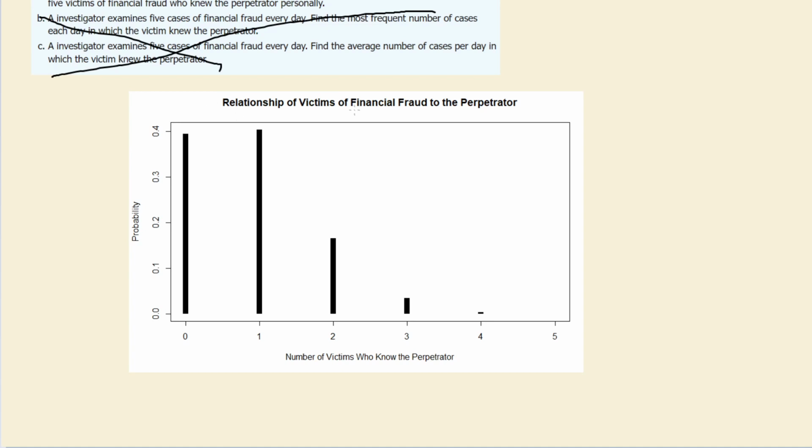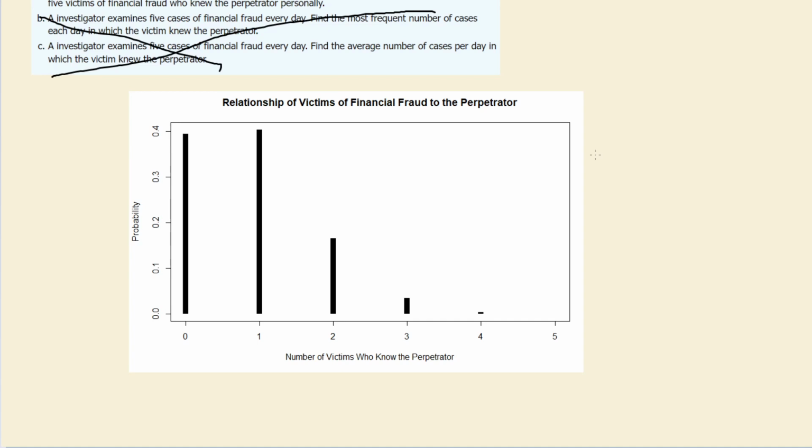This is a graph that tells you the relationship of victims of financial fraud to the perpetrator. And here, the important part is that we have probability on the y-axis, not raw frequency or number of occurrences. Here we're dealing with the probability of each outcome. And so if you took a random sample of 5 victims, there are only 5 possible outcomes. There's a possibility that none of those 5 victims knew the perpetrator of the fraud personally. There's a possibility that one of them did. There's the possibility that 2 of them did, the probability that 3 of them did, and the possibility that 4 of them did, and the possibility that all of them did. And there's no other possibilities. There's not the possibility that 6 victims out of 5 victims knew the perpetrator of the fraud personally. There's only the possibilities that exist on this graph.